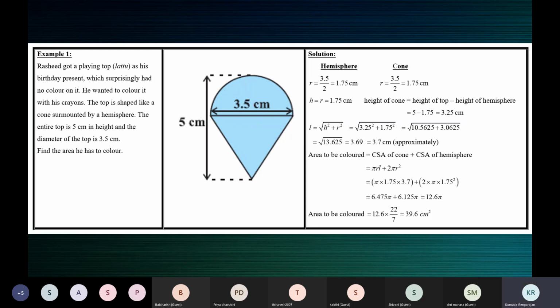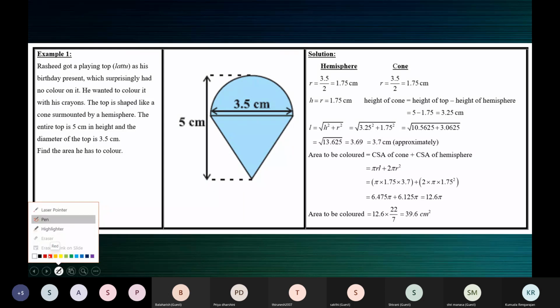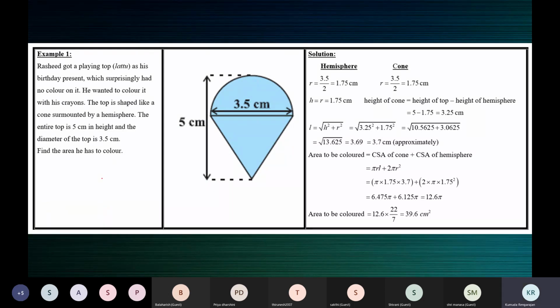So children, here you should know how to find the square root by the long division method. You should know how to find the square root of 13.625 by the long division method. For this also, I'll share a video. Have a look at the video on how to find the square root of a number.